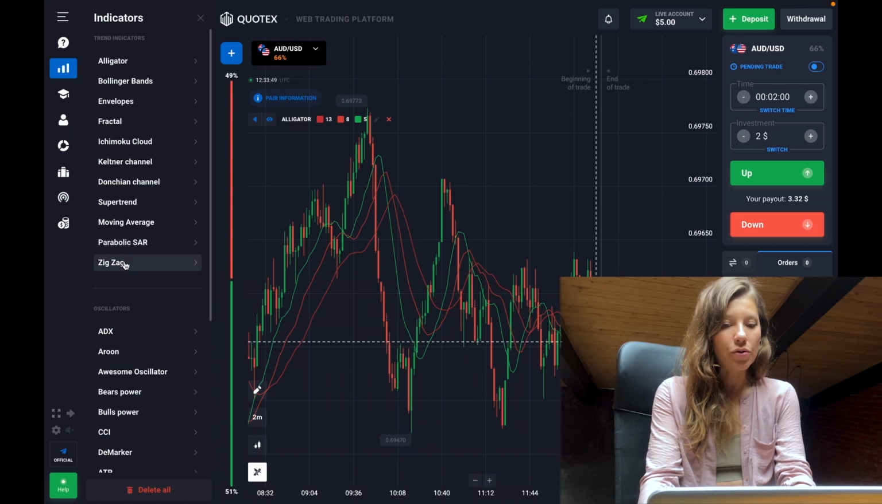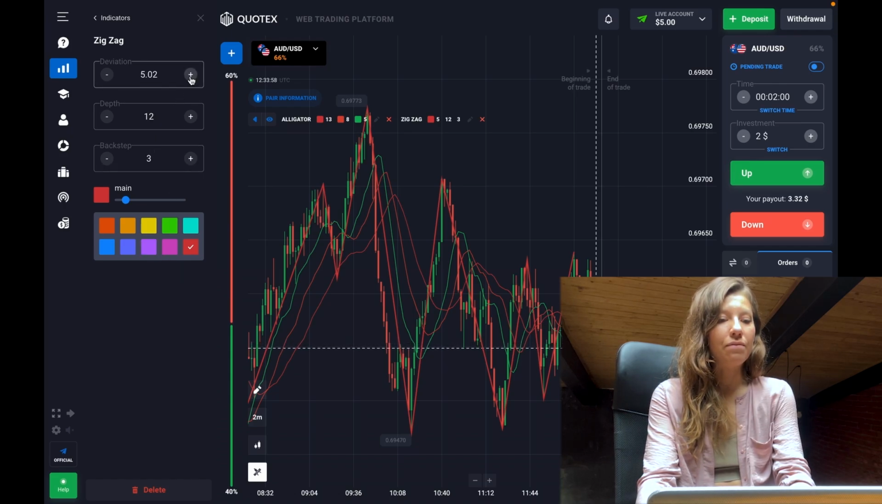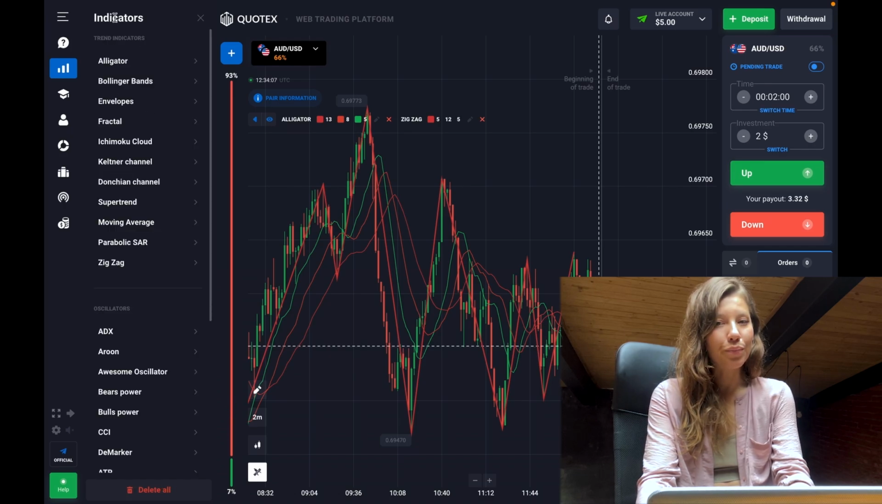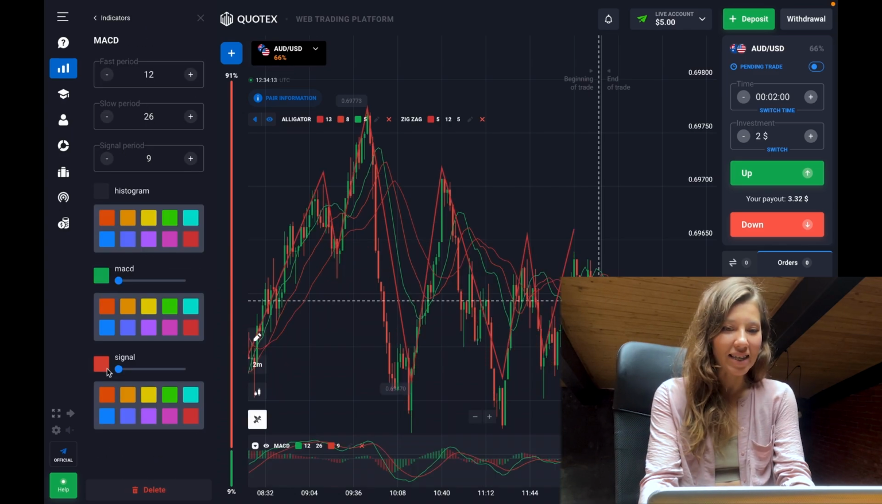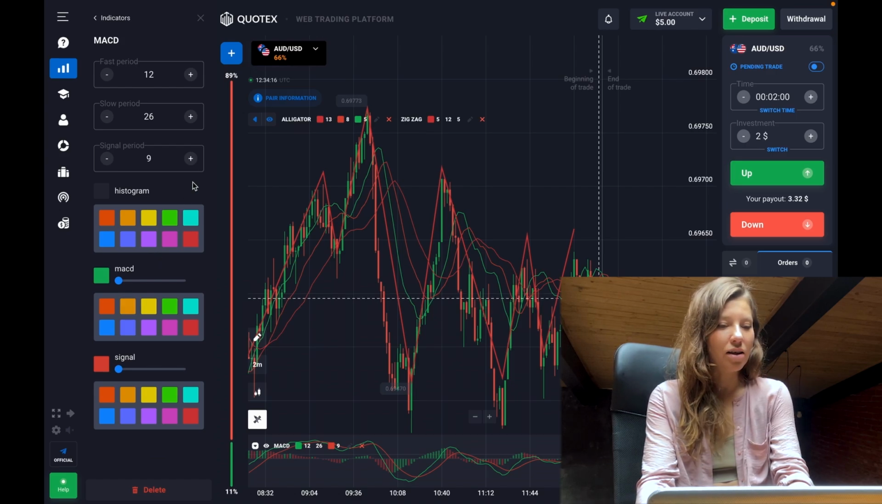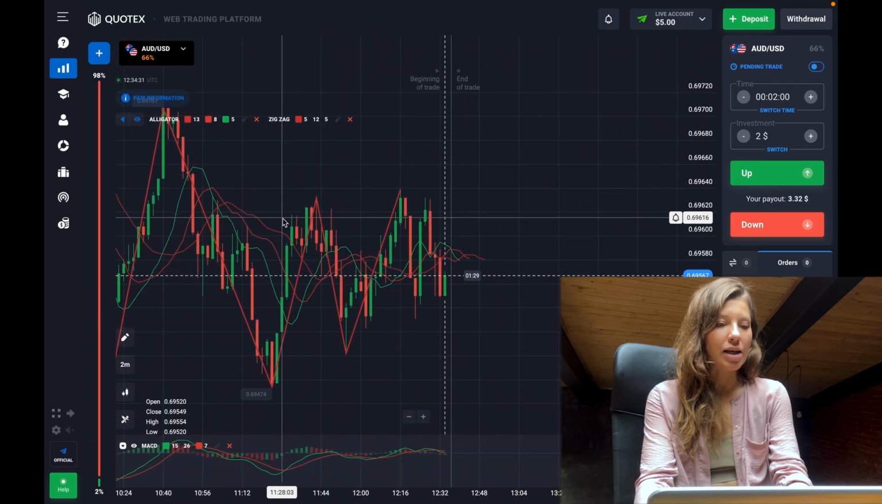Next step, I want to choose the zigzag indicator. There I want to choose duration 5, 7 and back step for 5, right? That's cool. One more indicator for me, it's going to be the MACD indicator, and let's change the signal. Let's put period for 7 and last period for 15, yes. Right, that's cool. That's all we need to make a good trading session.